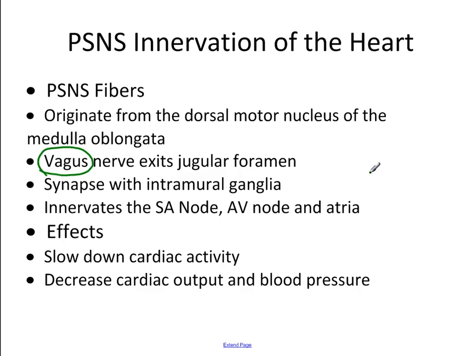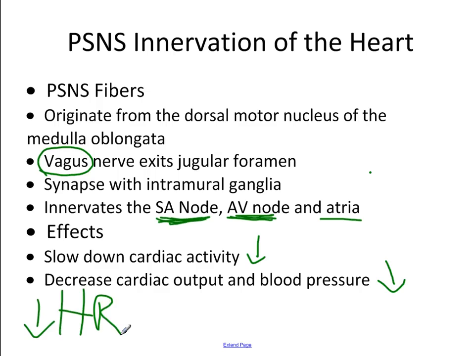All right, and then it synapses with these intramural ganglia, and then, like I said, the postganglionic fibers innervate the SA node, the AV node, and the atria. Now, the vagus nerve primarily affects the two nodes of the conduction system and slows down their activity. The result of a decrease in the activity of these would be a decrease in cardiac output and blood pressure, ultimately because of a decrease in heart rate.